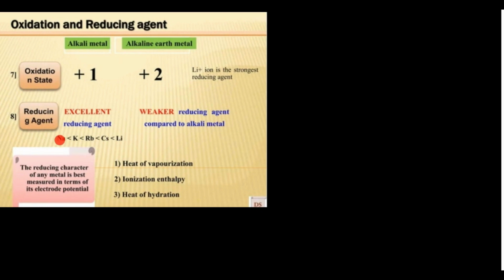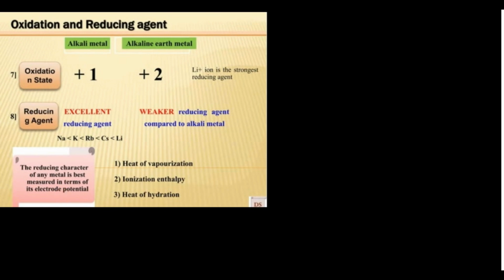When the size is smaller, the reducing character is lower, and as we go down the group, the size increases. That means the removal of the electron becomes very easy, so the metallic character increases, and the reducing nature also increases. But group 2 metals are weak reducing agents compared to the alkali metals. The reducing character of any metal is best measured in terms of the electrode potential.